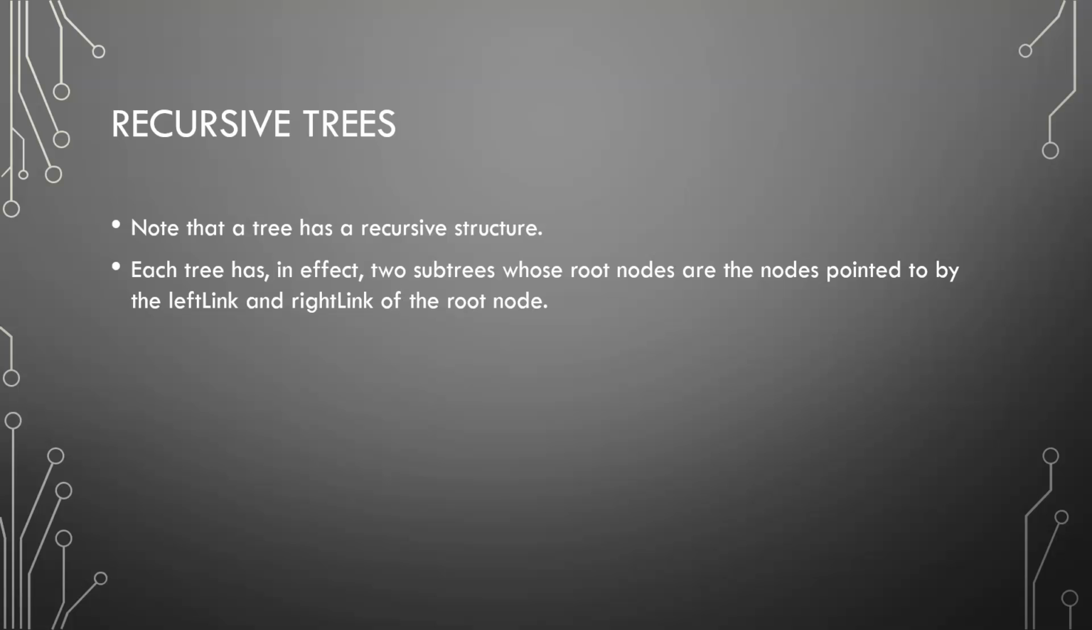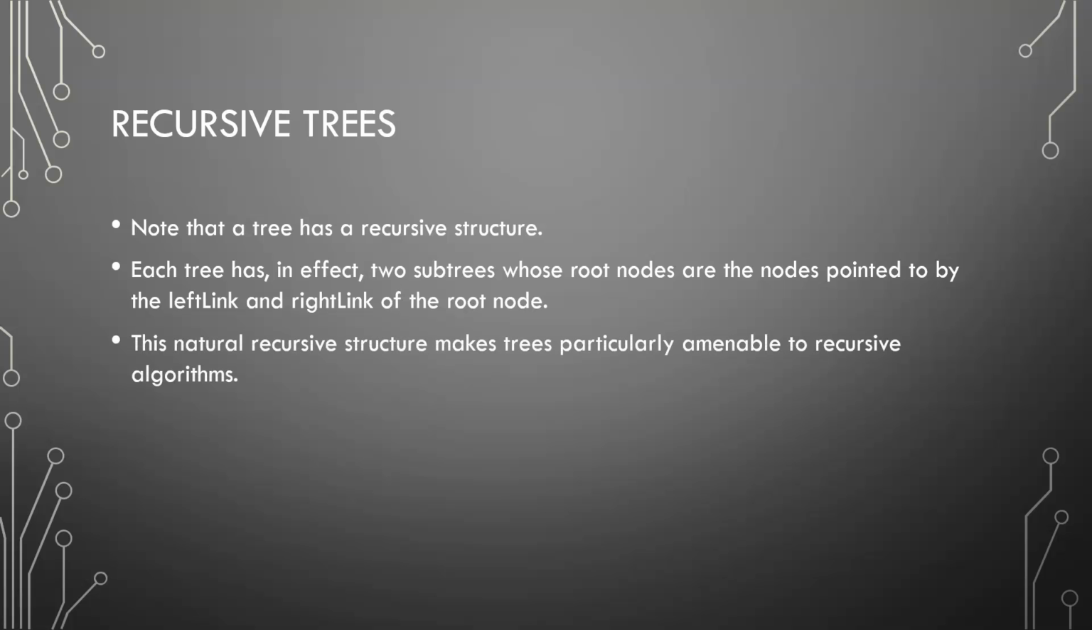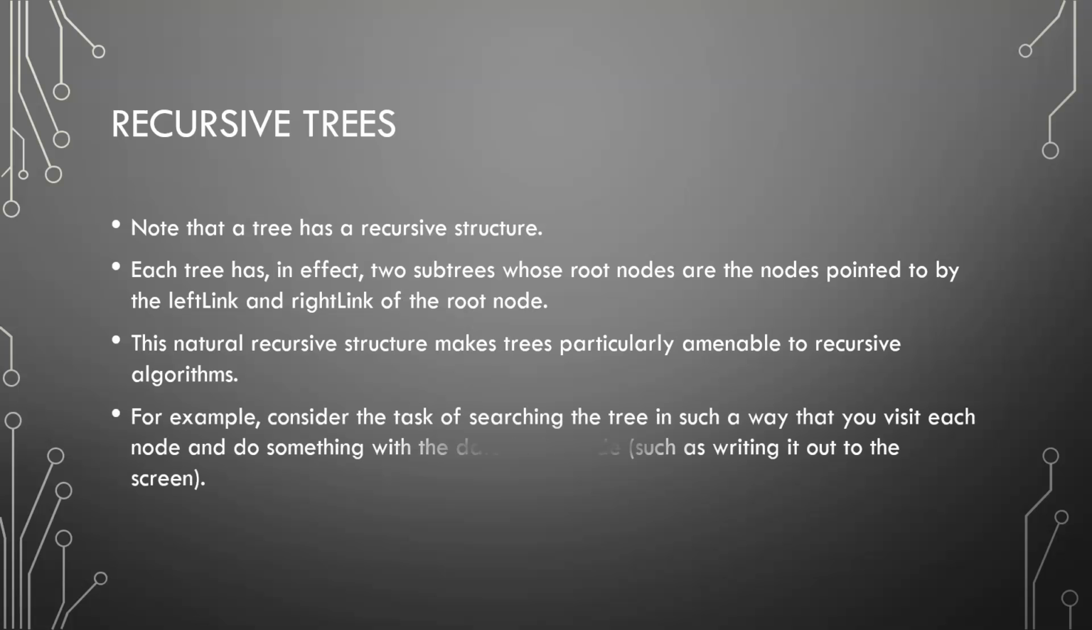So if you look at that first root that we had, it branched off in two directions, has two subtrees, and then those trees can each branch off, etc. This natural kind of recursive structure makes trees particularly amenable to recursive algorithms. So if you want to write a really good binary tree, recursion lends itself really well to it. For example, consider the task of searching a tree in such a way that you visit each node and do something with the data in the node, such as writing it to the screen.